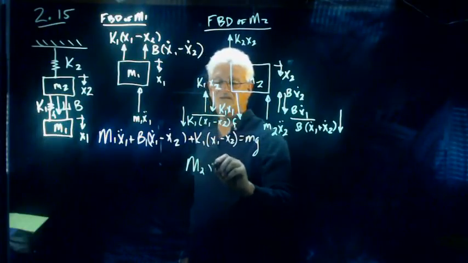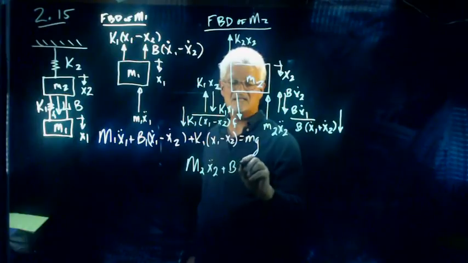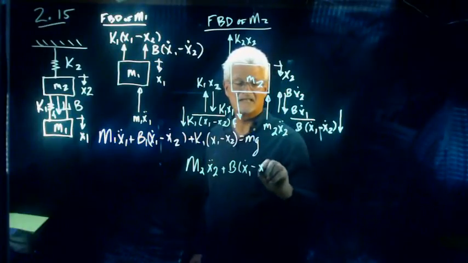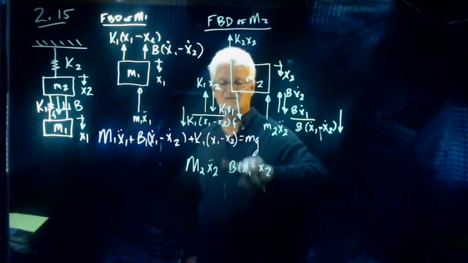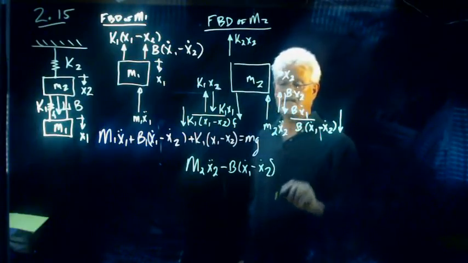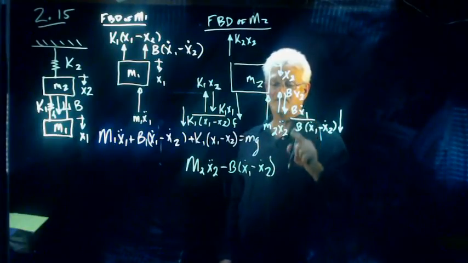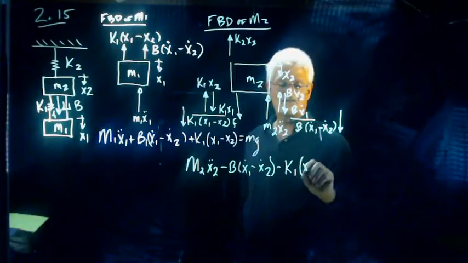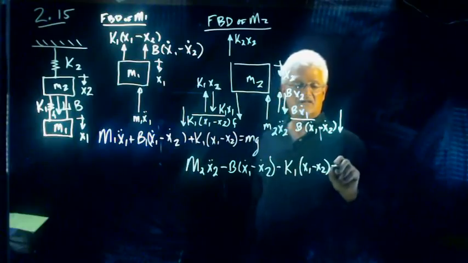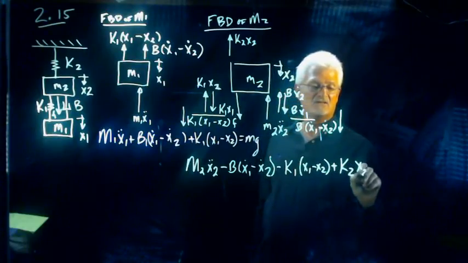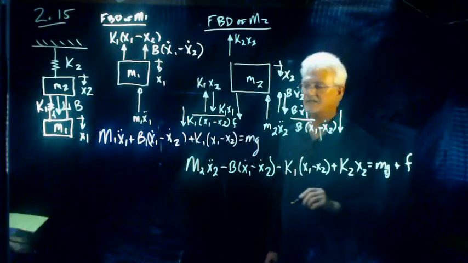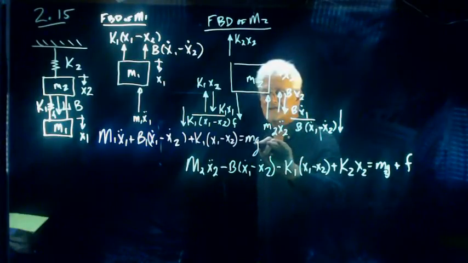This is going to be m2 x double dot 2 plus b times x dot 1. Curse you, minus signs. Minus x dot 2. And there's a minus sign here because look at the direction of the arrows there. So I've got to get all my minus signs right. But minus signs, that's your responsibility. Minus k1 times x1 minus x2 plus k2 times x2 is equal to m2g plus f. That's m1g plus f.